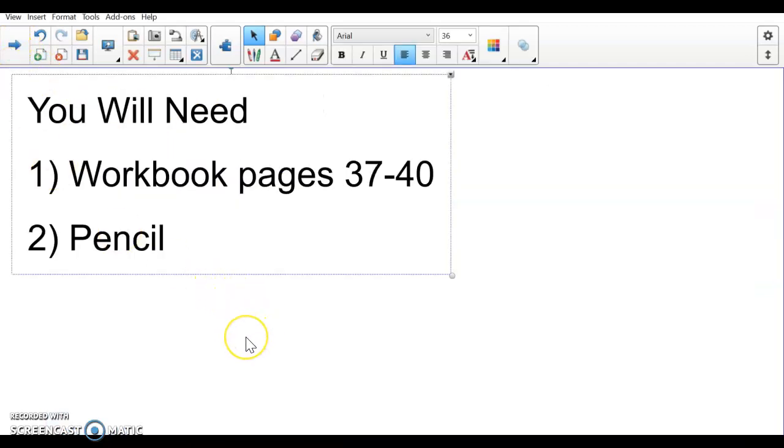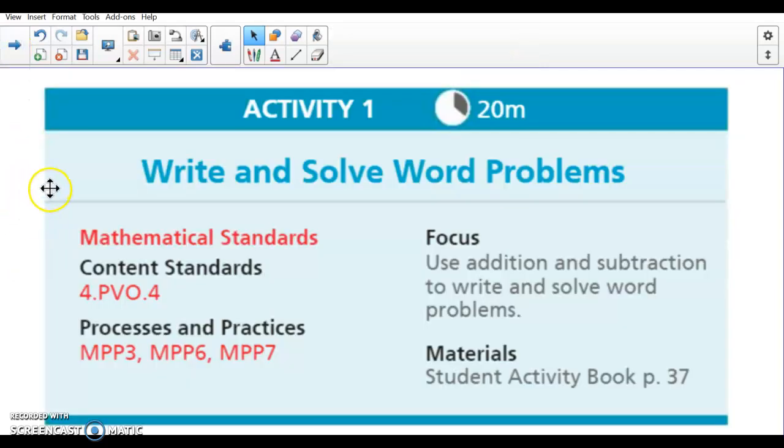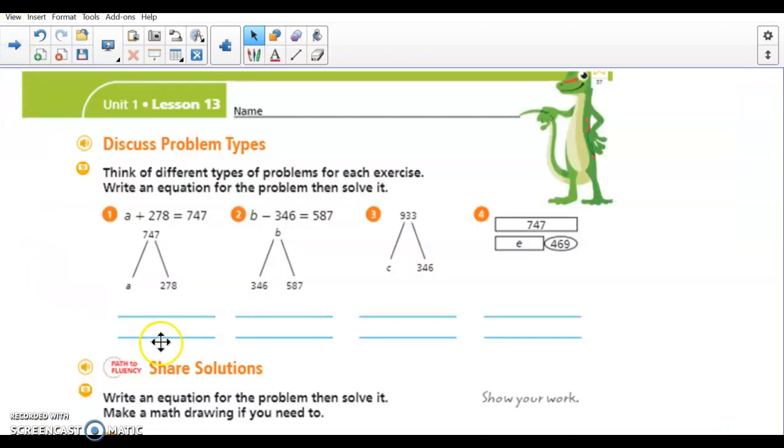So you're going to need your workbook pages 37 to 40 today, and then you'll also need a pencil. You might want scratch paper or your whiteboard as well, just so you have more space to spread out your work. We're going to be working with some large numbers today. And so the beginning of this lesson is just figuring out how do we write and then solve our word problems. And so let's look at the top of page 37. And so we'll open up to page 37 right now.